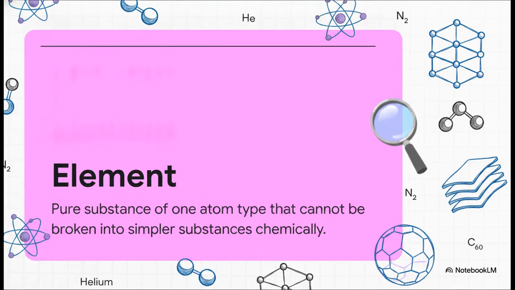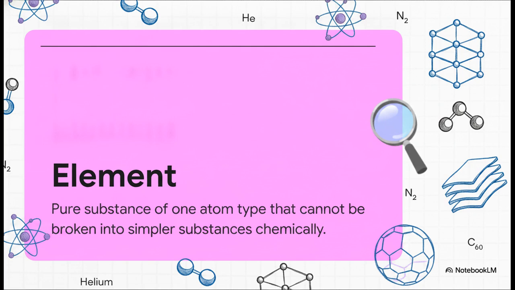First up, we've got the element. This is a pure substance made up of just one type of atom. It is the absolute simplest chemical form, meaning it cannot be broken down into simpler substances by chemical means. Think helium gas, nitrogen, oxygen. Now, when atoms of the same element bond together, they form molecules. And the total number of atoms in that specific molecule, that's what we call its atomicity. So, an oxygen gas molecule, O2, has an atomicity of 2.